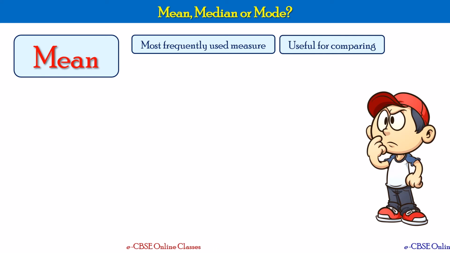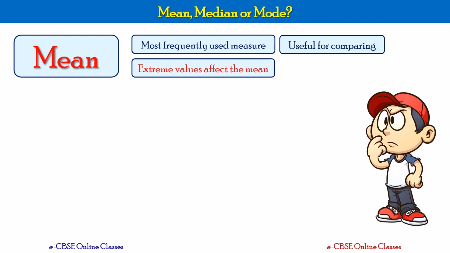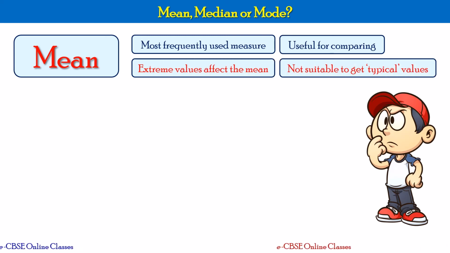For example, if you want to compare the performance of students in section A versus the performance of students in section B, mean is usually a good measure. However, if there are extreme values in the data set, the value of mean can be affected. So it is not useful in such instances where you want to get a typical value.